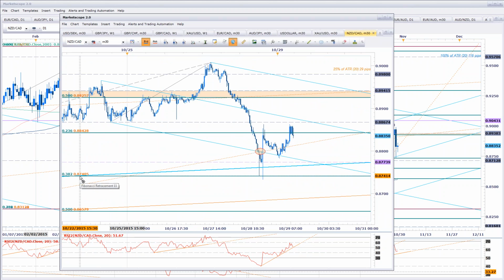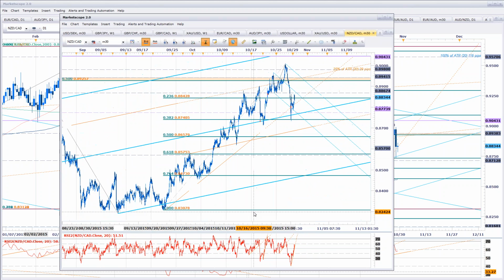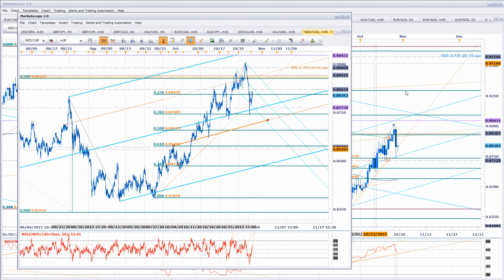38.2 comes in at 87.40. We tagged that yesterday. And then I'd be watching this sliding parallel here, determinant on where we are in time. You're basically looking at like 86.90, 86.88. But a very clean structure. Still looking pretty clean.